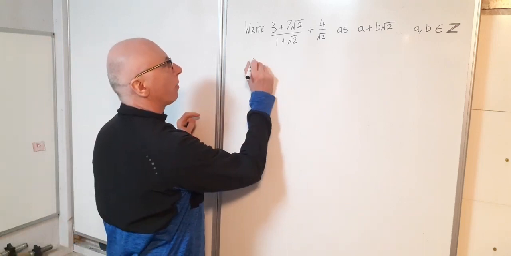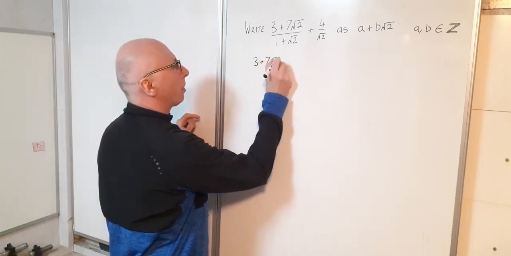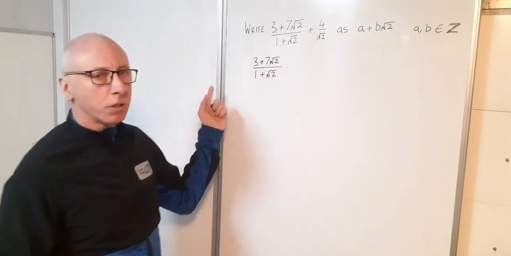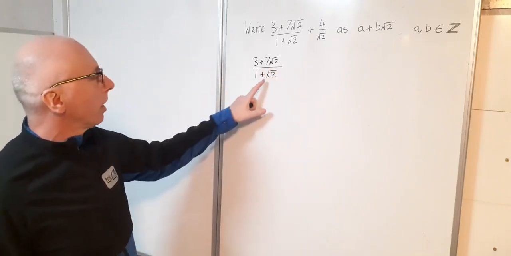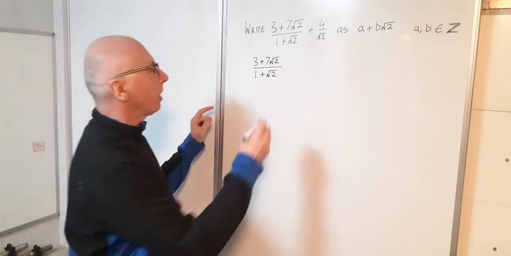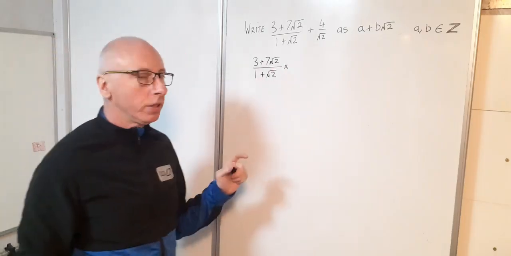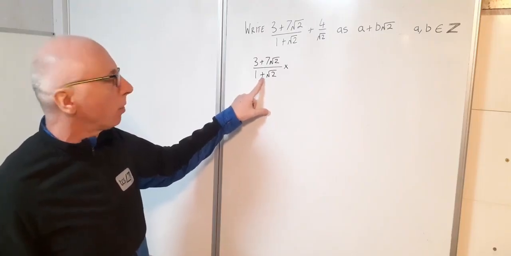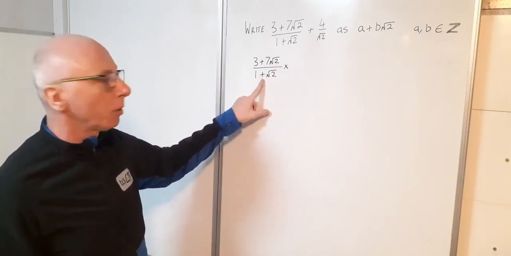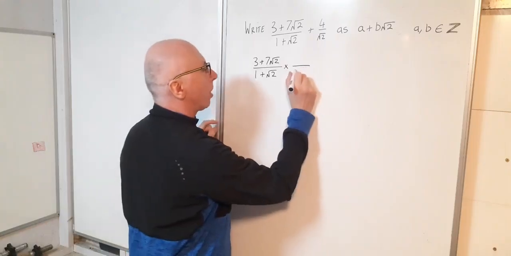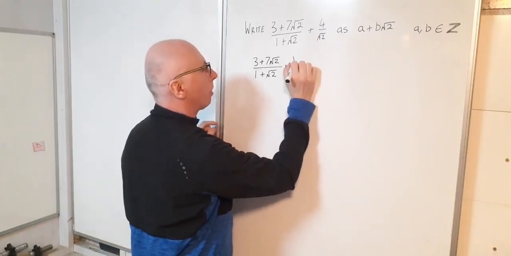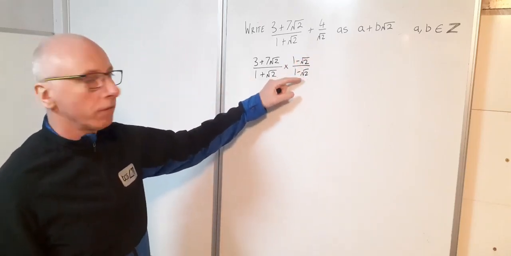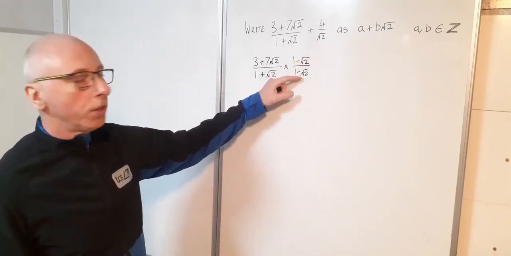So what I'm going to do here first, let's deal with this one. 3 plus 7 root 2 over 1 plus root 2, because both are to be dealt with slightly differently. Here I'm going to multiply this by a term which is evaluated at 1, and I'm going to use the conjugate. Hence this plus sign, I will use the same term in the denominator but with a minus. So then I've got 1 minus root 2 over 1 minus root 2. So as the numerator and denominator are the same, these are just 1.